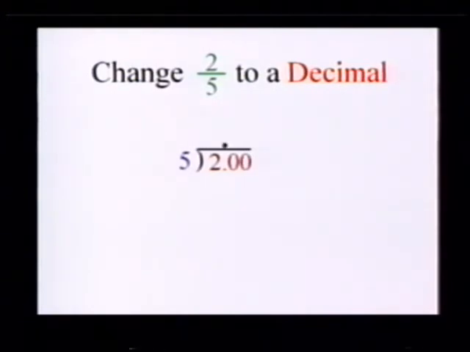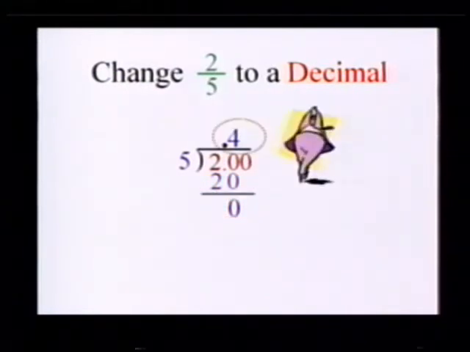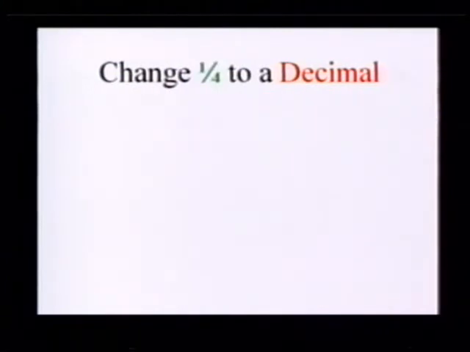Let's see. 5 into 2 goes nonce. 5 into 20 goes 4 times. Multiply, subtract. We got ourselves an answer. Now, do that again. Okay, we'll do it one more time.